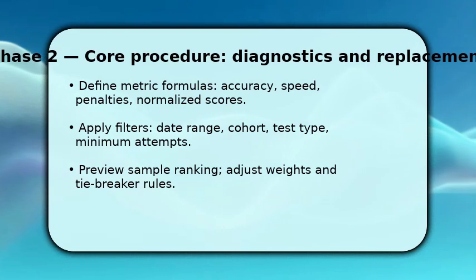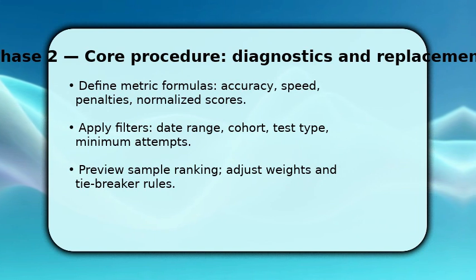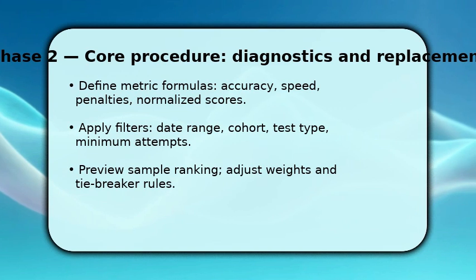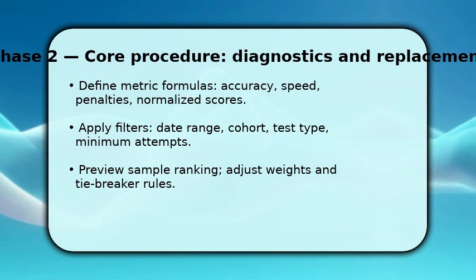Now you configure the core logic. Define formulas for accuracy, speed, penalties, and normalize scores so the app computes consistent values. Apply filters, date range, cohort, test type, minimum attempts to limit the dataset and improve relevance.